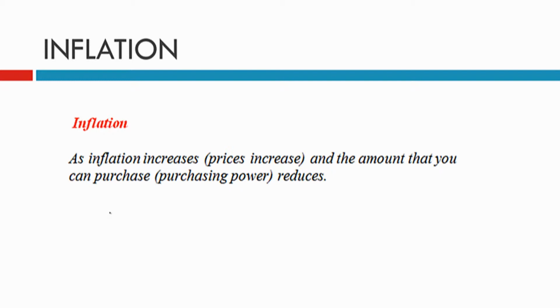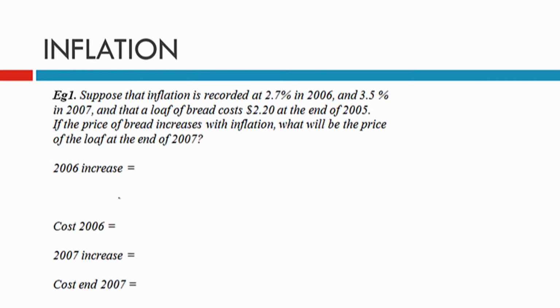Variables about inflation 4 or 5. Yeah, so it's been okay for the last few years. So let's see what happens and how we work this out. Okay, let's have a look at an example.